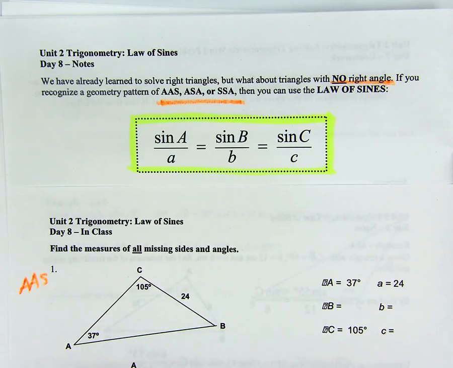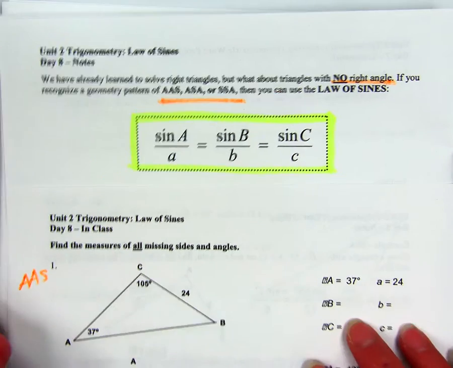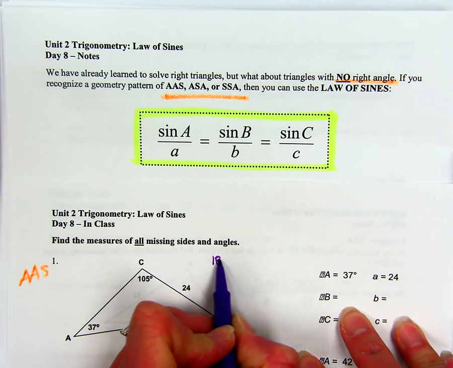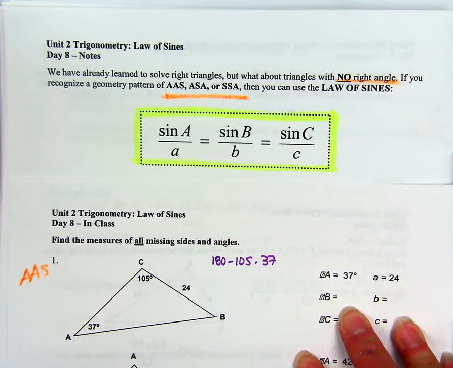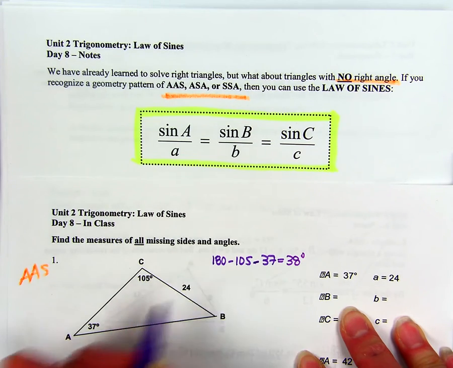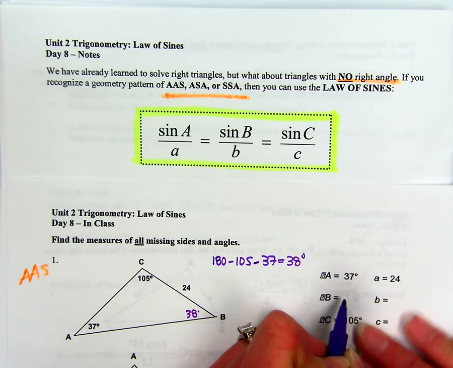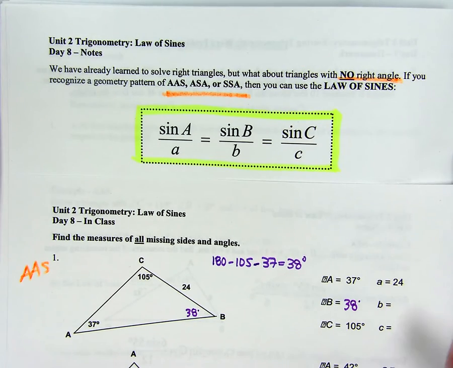All right, so one thing you can remember back from geometry is that all three angles in a triangle add up to 180. So if you do 180 minus 105 and 37, you should be able to find your missing third angle. So if you do that, you get 38 degrees. So that's angle B. So that answers one question already. All right, but we need to find all the missing sides and all the missing angles.